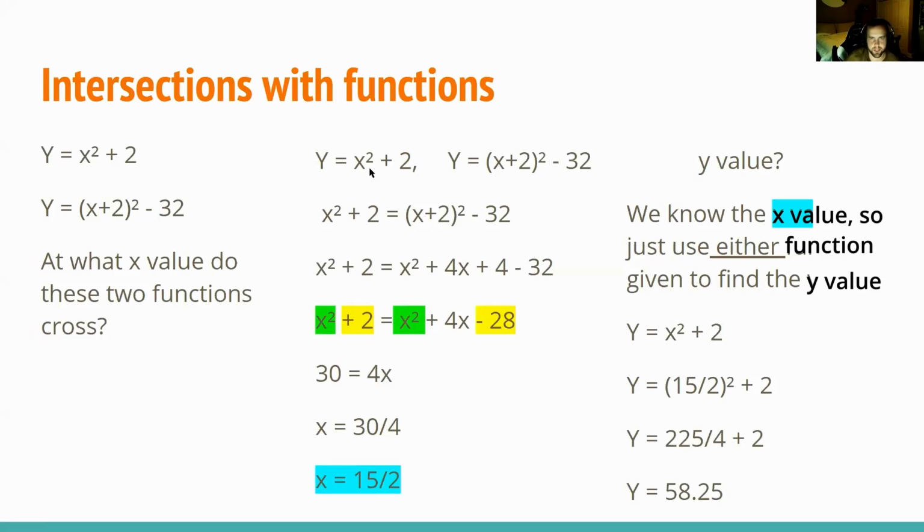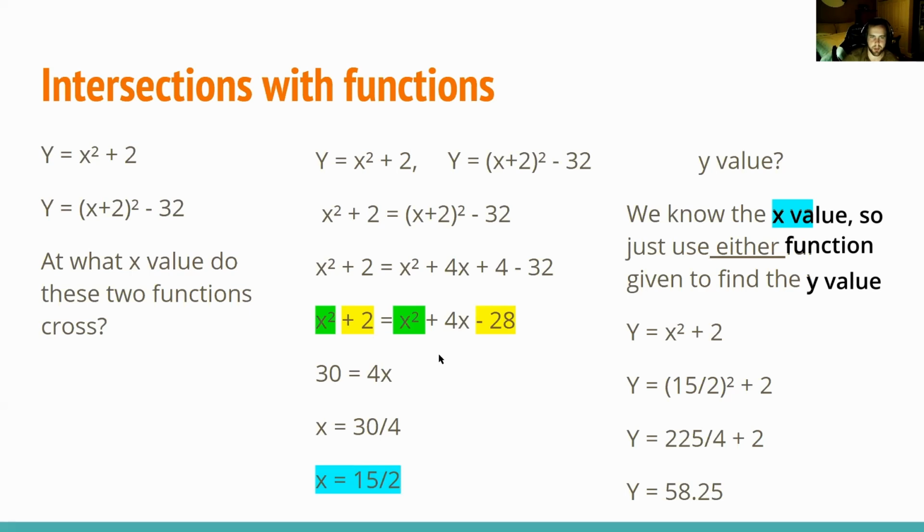So to start off this question, you would actually set both of these functions equal to each other, because we're looking at where these functions cross, at what x value these functions cross. So you would do x squared plus 2, which is that function there, equal to (x plus 2) all squared minus 32. And then just expanding our brackets out here, we got x squared plus 4x plus 4.